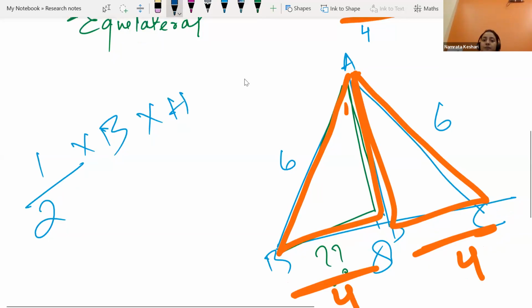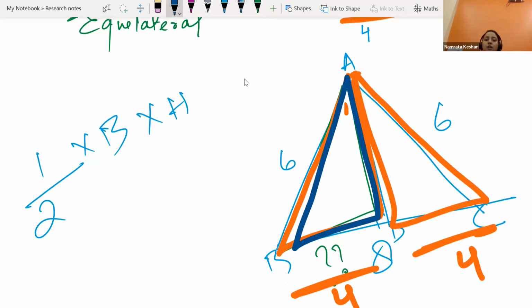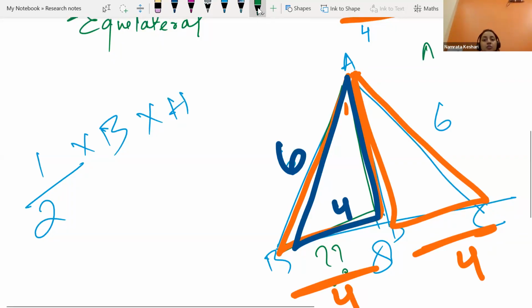Yes or no? By Pythagoras theorem, one of your sides is 6, another side is 4. You have to find the height. Pythagoras theorem, let me remind you, says that hypotenuse square is equal to base square plus height square. Here, if you substitute AB as 6 square and BD as 4 square, you will get the height. Even if it is a proper whole number or an irrational number, completely fine, we will be able to find it at least.